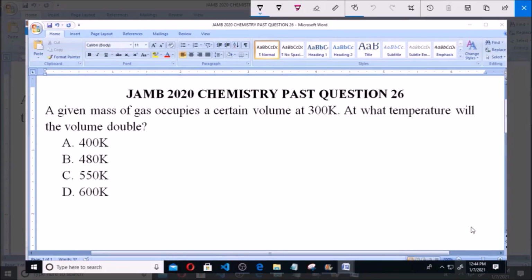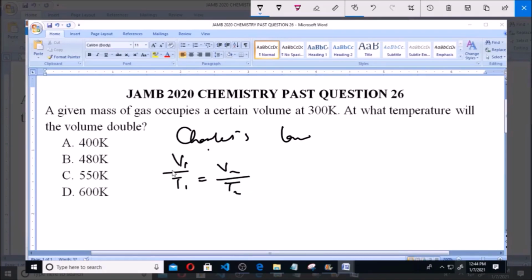A given mass of gas occupies a certain volume at 300 Kelvin. At what temperature will the volume double? Now looking at this expression, we're dealing with Charles' law here. And from Charles' law we have V1 over T1 is equals to V2 over T2.